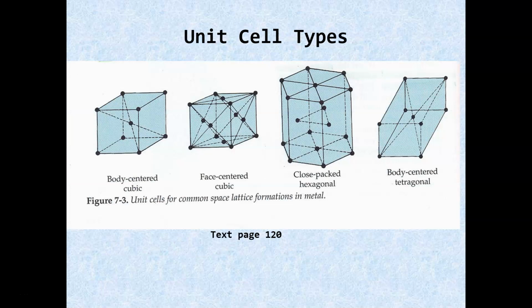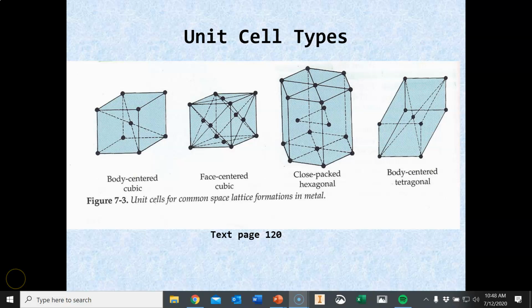So these are out of your book, text page 120, and it shows you the body-centered, face-centered, close-packed hexagonal, and body-centered tetragonal. Okay, we'll talk about each one of these, and as you can see, they have an atom in each, like the body-centered cubic has an atom in each corner, and then one atom right in the center.